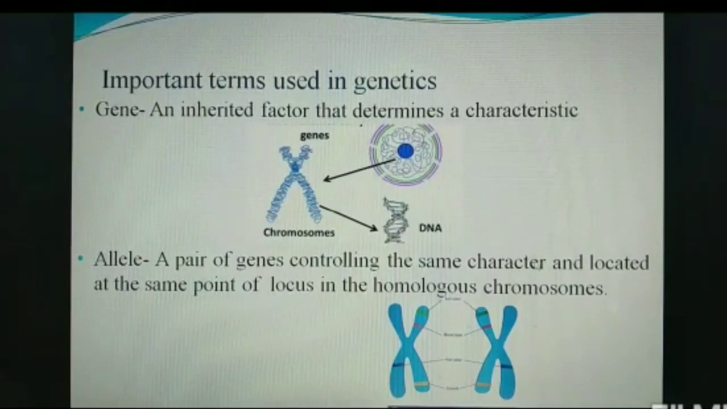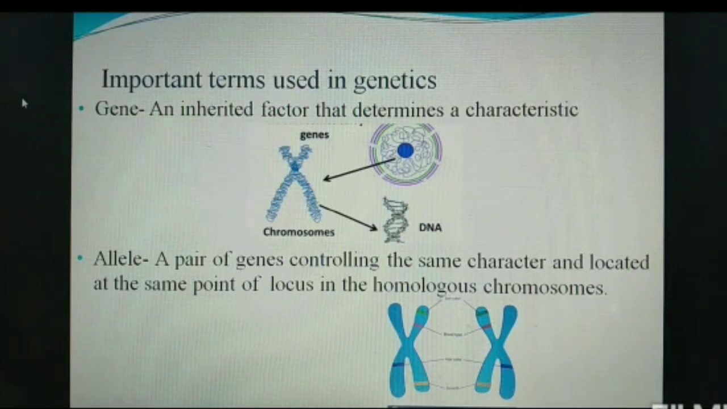For example, if you consider height as a character or trait, a trait is determined by a particular gene. The height has 2 different forms, that is tall and dwarf. This tall and dwarf are called alleles. So, alleles are nothing but the different or alternate forms of the same gene.